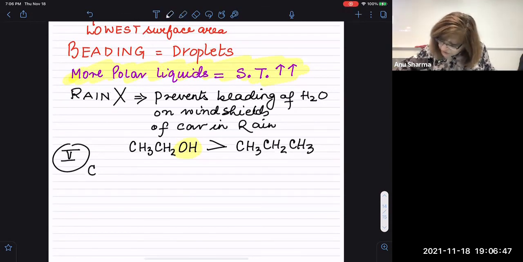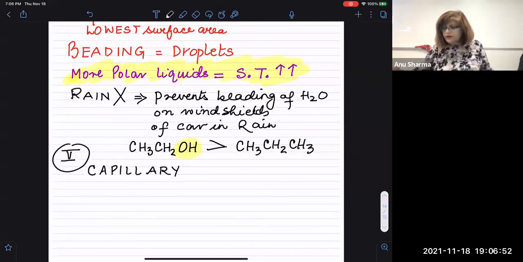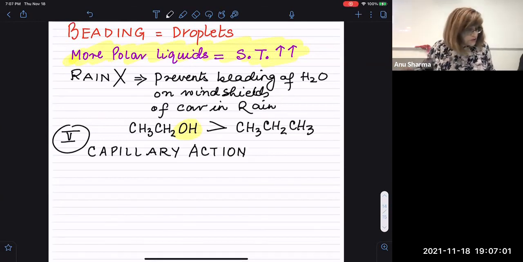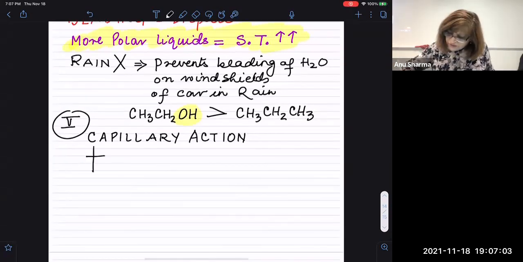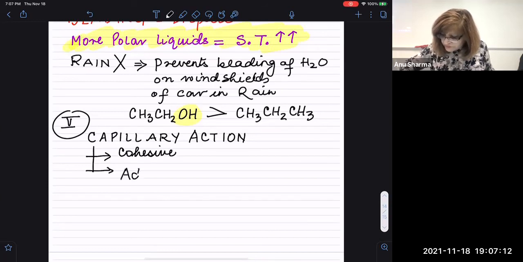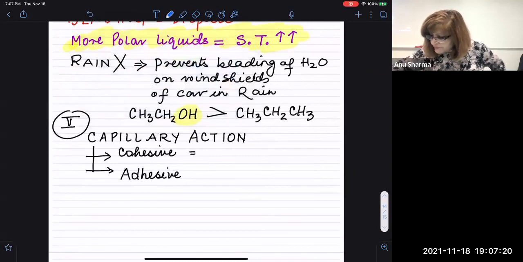Okay, next is capillary action. Capillary action happens in capillary tubes, not just the glass capillary tubes, but in nature also. We see in plants, the water moves up the veins through capillary action. Two types of forces occur in capillary action. One is the cohesive force, and the other is adhesive. What is a cohesive force? Cohesive force is among the liquid molecules.